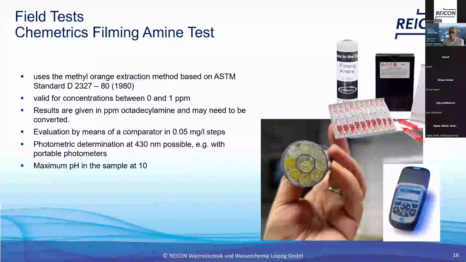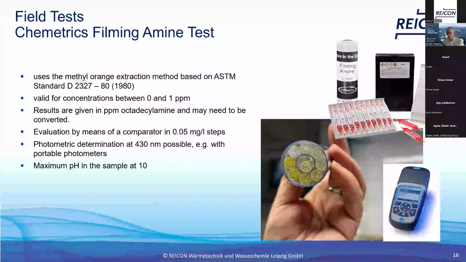The second one, which is very accurate, is the Chemetrix filming amine test kit, which is also based on an ASTM standard, very similar to the Silverstein method. You get a comparator with the test kit to do some readings. You can see it in the picture. In the center is the sample, and around it are different colored samples, so you can compare the color to them and read the concentration outside of the comparator. So it's very easy.